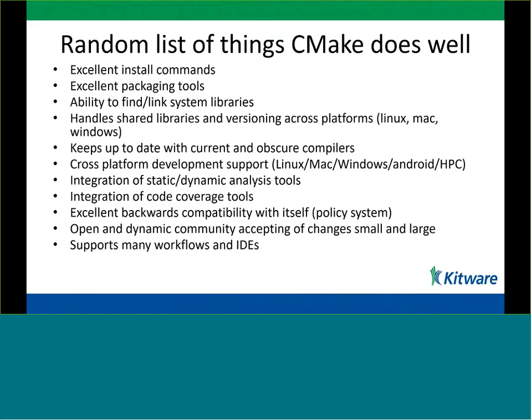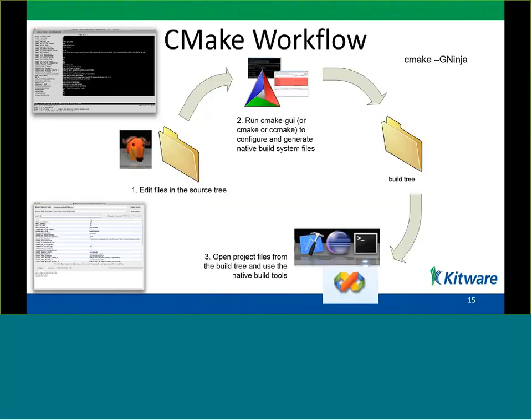Another thing that CMake does really well: it's got really good install commands that work cross-platform, packaging tools, the ability to find and link system libraries, handles shared library versions across platforms, keeps up to date with your favorite compilers and some really strange ones. It promotes cross-platform development, integration of static and dynamic analysis tools, coverage tools. We have a great policy system for backwards compatibility. So CMake tries really hard to not break your code, but nudge you forward by giving you some warnings if we've found better ways to do things. It's an open and dynamic community accepting changes large and small, and it supports many workflows and IDEs.